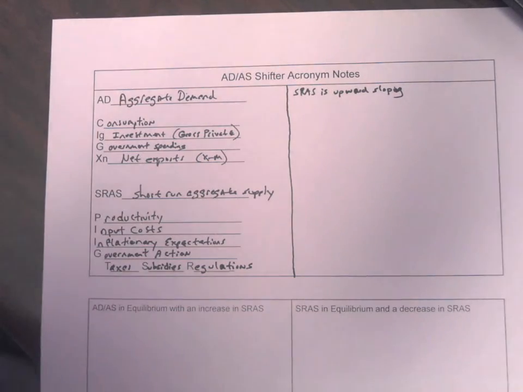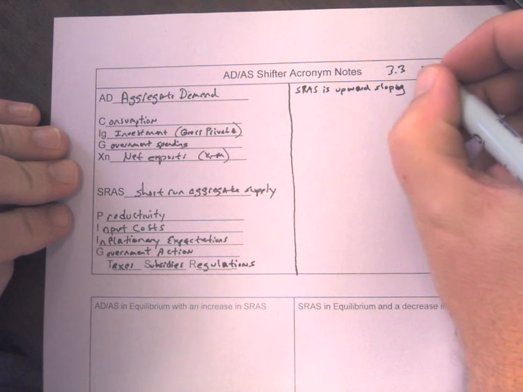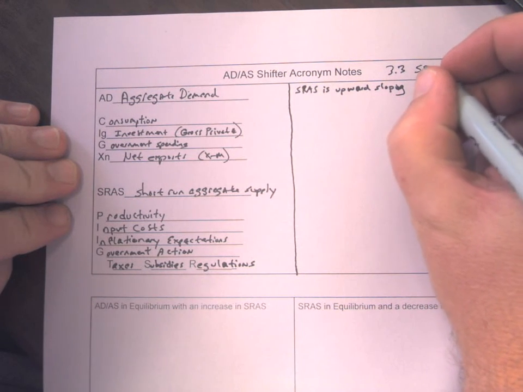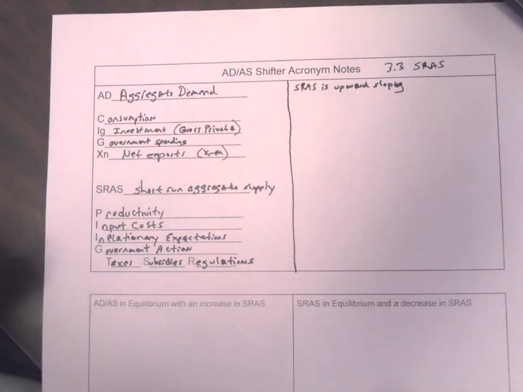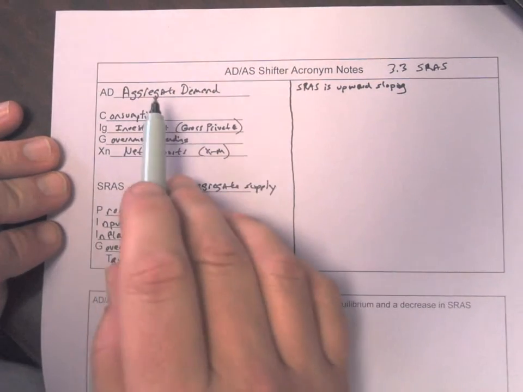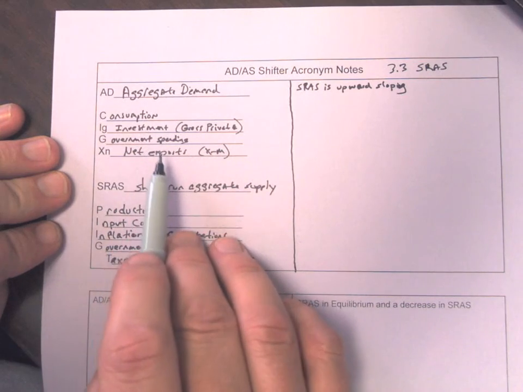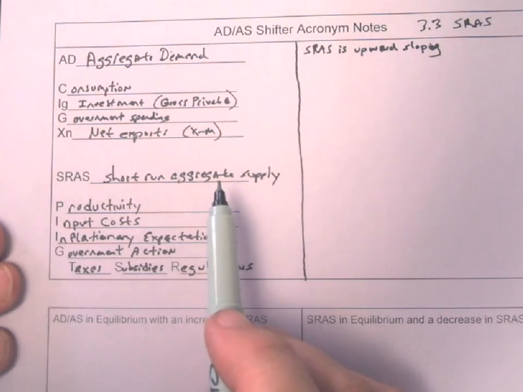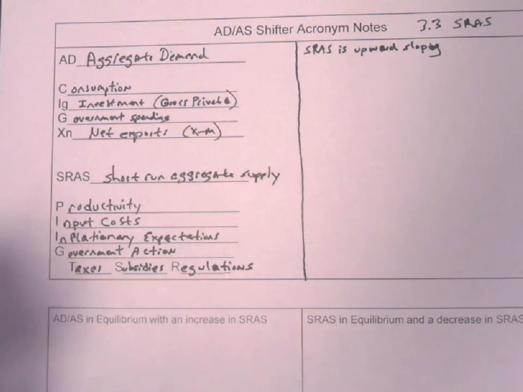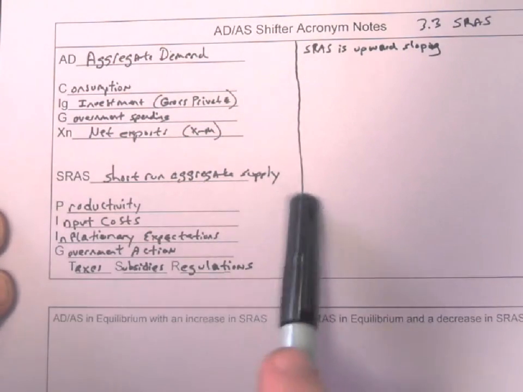Today's class we're going to be looking at 3.3, aggregate supply, or short run aggregate supply. A little bit of review going forward. Aggregate demand has consumption, gross private investment, government spending, and net exports. Today we're going over short run aggregate supply. We had the aggregate demand curve, and government spending and taxes were things that would shift that. These are the things that will shift short run aggregate supply.